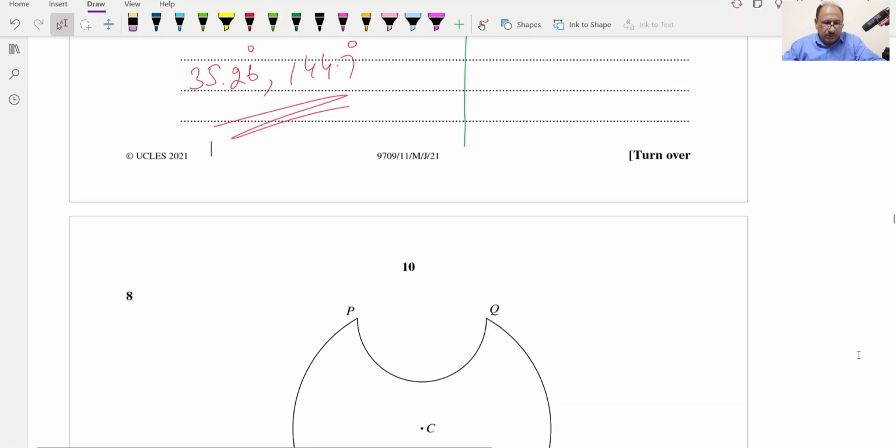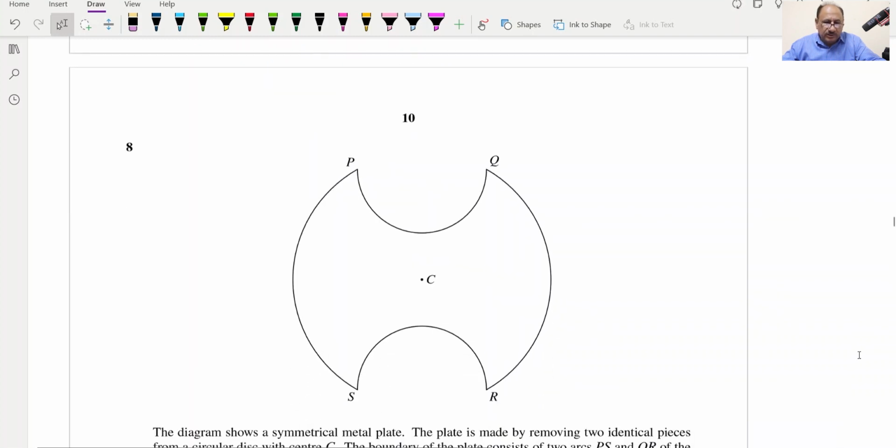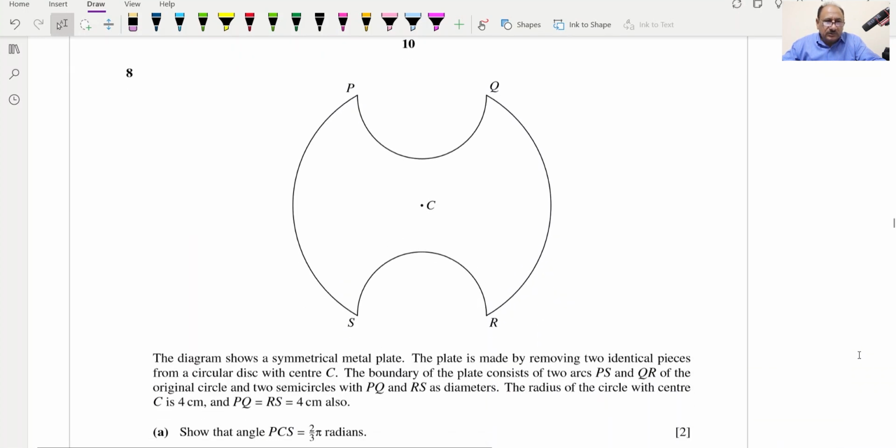Hopefully you understood this. Now question number 8. Question number 8 is a little tricky. So the diagram shows a symmetrical metal plate. The plate is made by removing two identical pieces from a circular disc with center C.